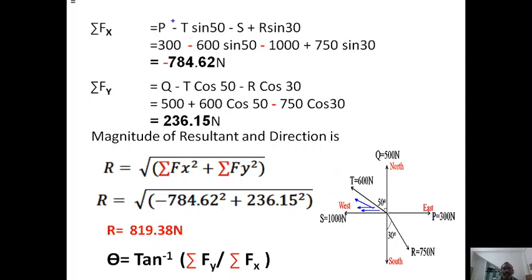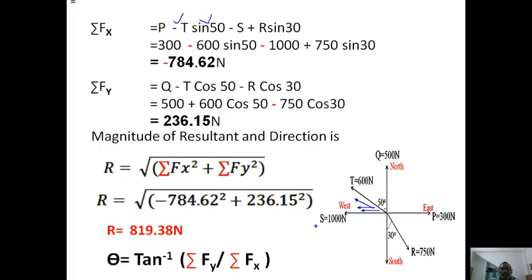Hence I have taken it with a negative sign for the T, and the angle is not adjacent to the x-axis. The angle is adjacent to the y-axis. Hence I should take the sign accordingly, because the angle given is not adjacent to the x-axis.